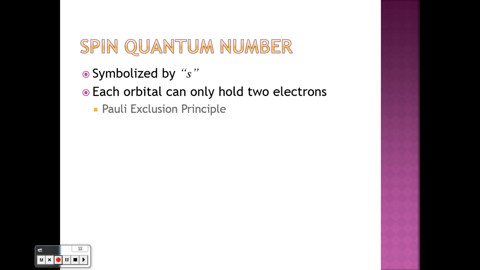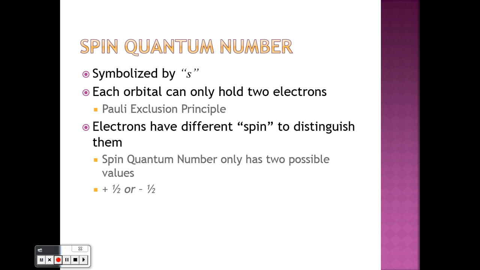And we call that idea the Pauli exclusion principle. Wolfgang Pauli is another scientist who worked on this kind of stuff. We'll explain this a little bit more tomorrow. And that means that the spin quantum number only needs 2 values. And we use +1/2 and -1/2 to represent those 2 possible values.